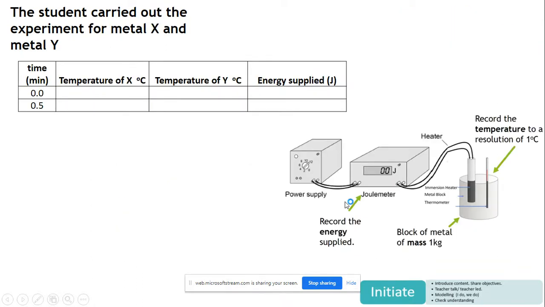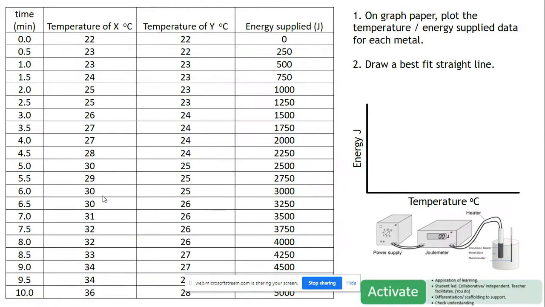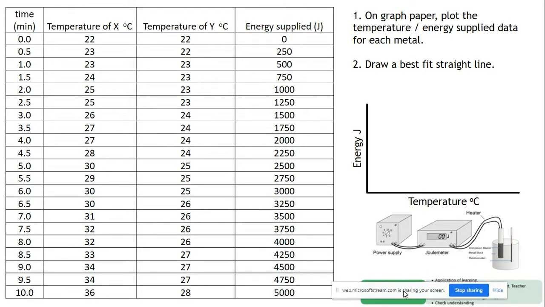So this is the data they will collect. They'll do the experiment once with metal X, and every 30 seconds they will measure the temperature of the block, and they will also record the energy that's been supplied. So they do that experiment once for X and once for Y, and they get this set of data here. Let's move that out of the way. Good. So it looks like a big frightening table. They've done the experiment for 10 minutes, and every 30 seconds they've recorded the temperature.